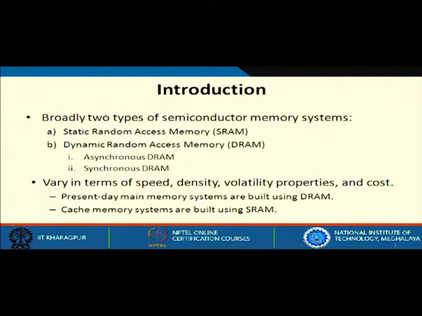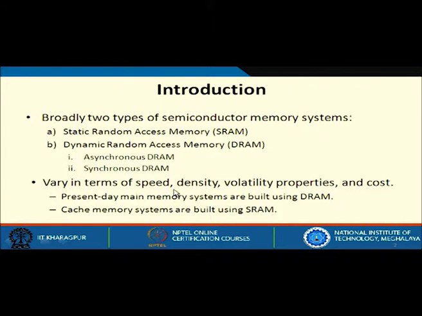As I said, broadly two types of semiconductor memory systems exist: static random access memory and dynamic random access memory. Under dynamic random access memory, we have two more types. One is called asynchronous DRAM, another is called synchronous DRAM. Now, how do these types of semiconductor memory vary? How can you differentiate among them?